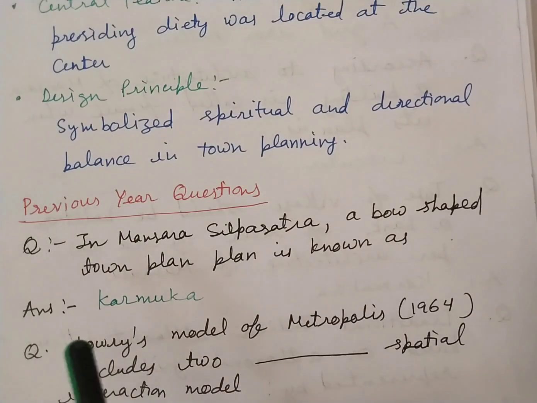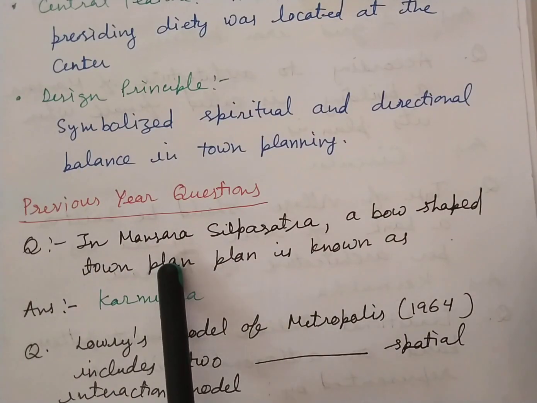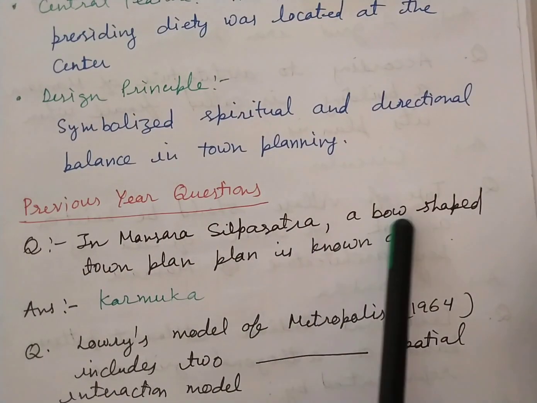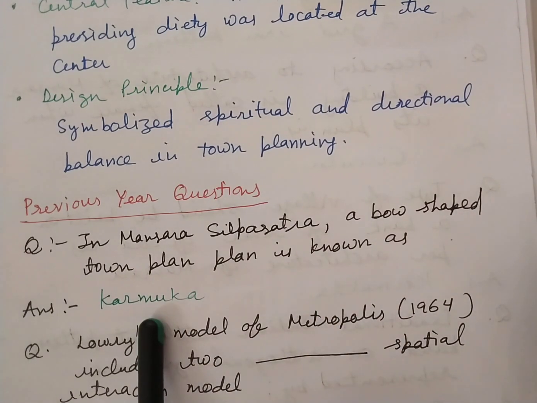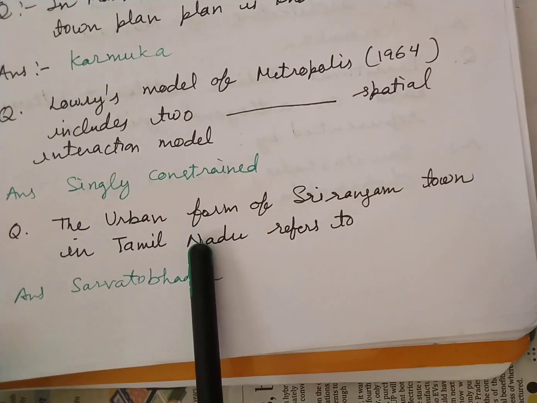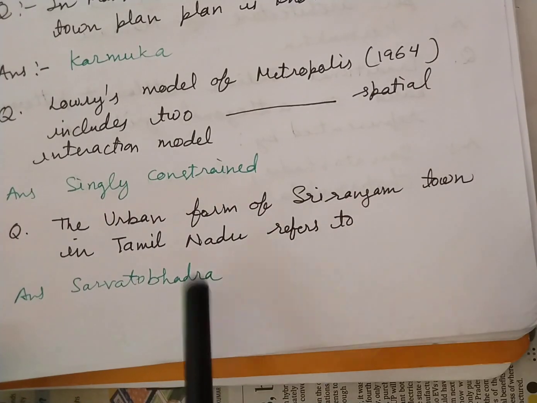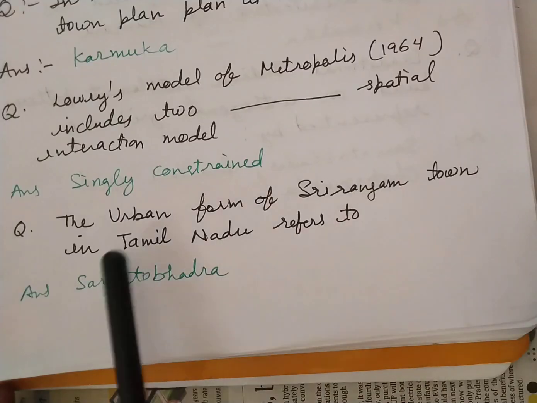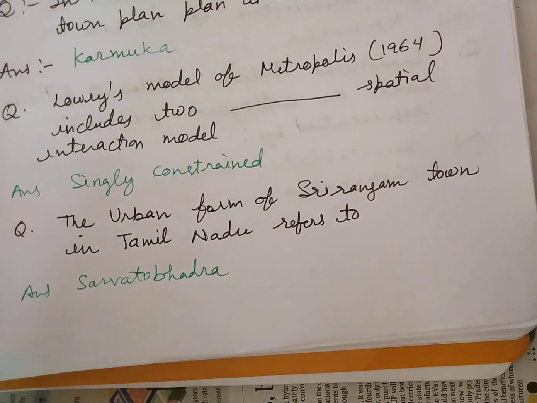Now the previous year questions based on ancient Indian planning. First one is in Mansara Shilp Shastra, a bow-shaped town plan is known as, answer is Karmukha. Next one is the urban form of Srirangam town in Tamil Nadu refers to, answer is Sarvatobhadra.